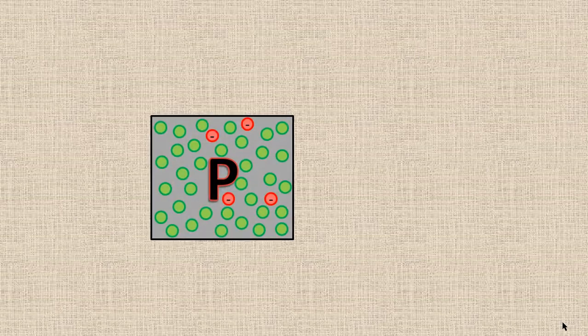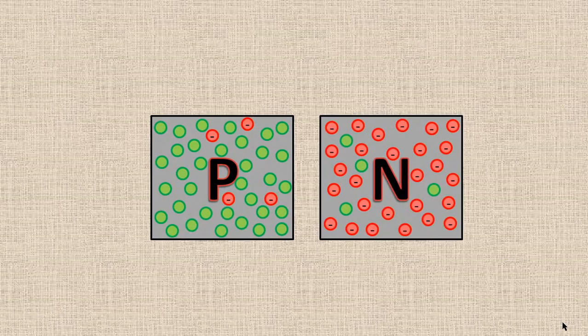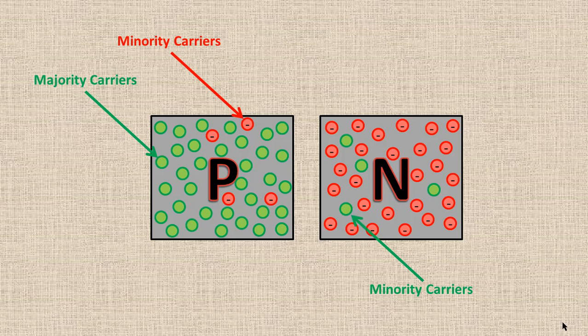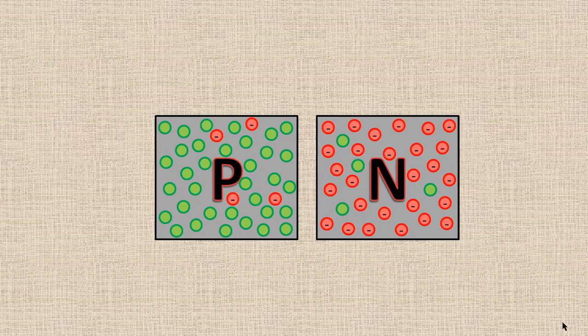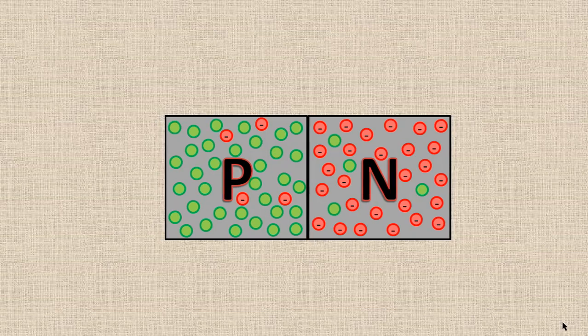The P-type material has an abundance of holes, positively charged carriers, and only few thermally generated electrons. The N region has many free electrons, negatively charged carriers, and only few thermally generated holes. When the P-type and N-type materials are brought into contact, this is called a PN junction, or diode.